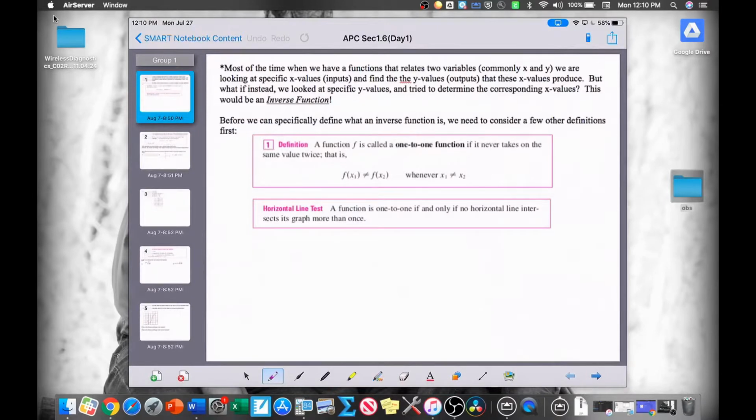Hi math friends, this is AP Calculus section 1.6 day 1. Today we're going to talk about inverse functions.